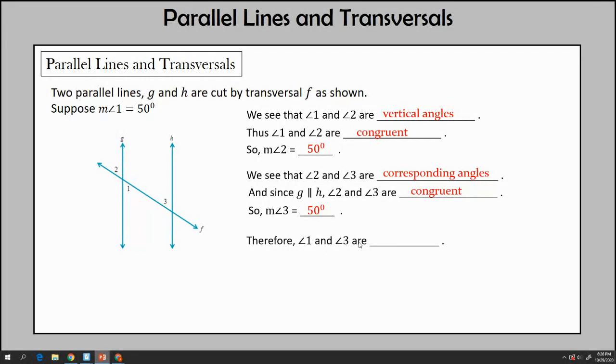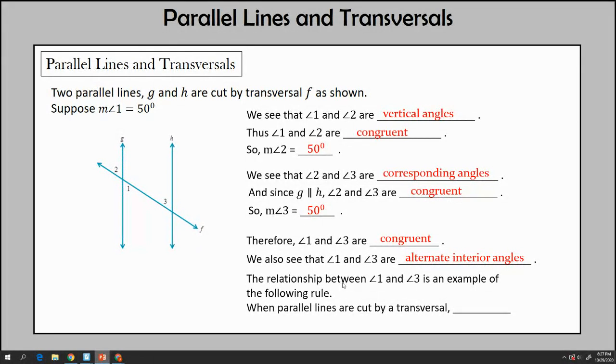Therefore, 1 and 3 are going to be what? Well, we know 1 is 50. We know 3 is 50. So they're congruent. So we now know 1 and 3 are congruent. They are what to each other? Well, those are alternate interiors. The relationship between 1 and 3 is an example of the following rule. When parallel lines are cut by a transversal, we know that alternate interior angles are congruent. Okay, you're going to have some like this tonight, just taking you through it.